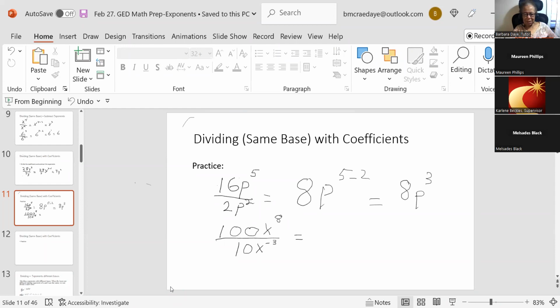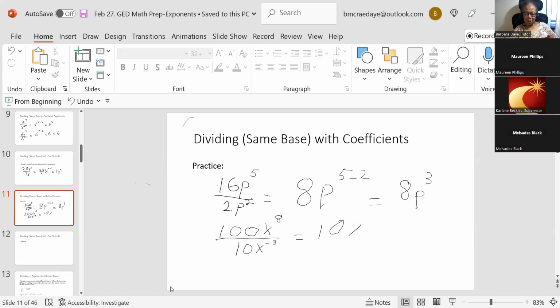Mercedes, you okay with that one? Mercedes, you're on mute. Oh, I'm sorry. Yes, miss. You divide 2 into 16, that gives you 8, and then you subtract 2 from 5, leaving 3. That's right. So divide the coefficients, subtract the powers. Now, Mercedes, do the next one: 100x to the 8 over 100x to the minus 3. What is that equal to? It would be 10x to the... Okay, 10. 100 over 10 is 10.